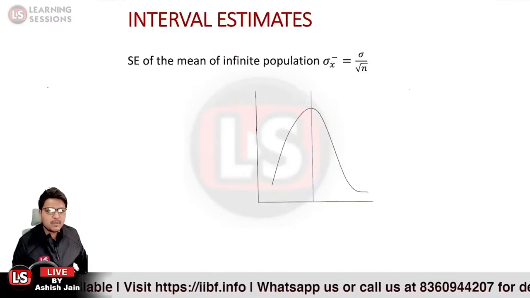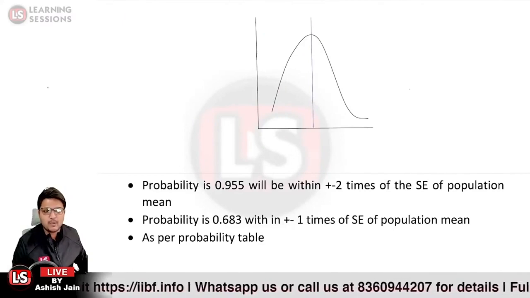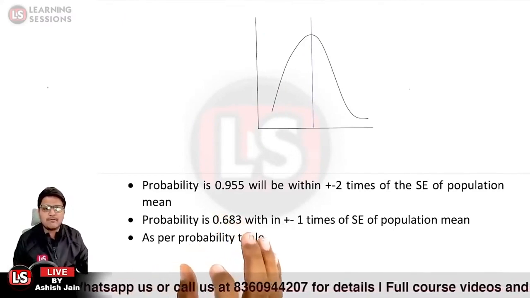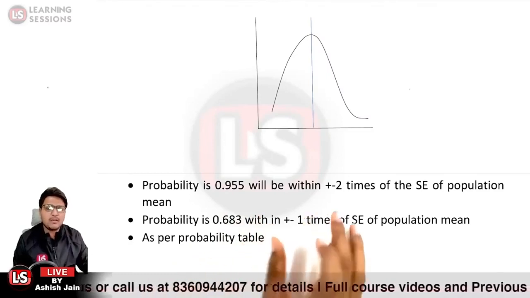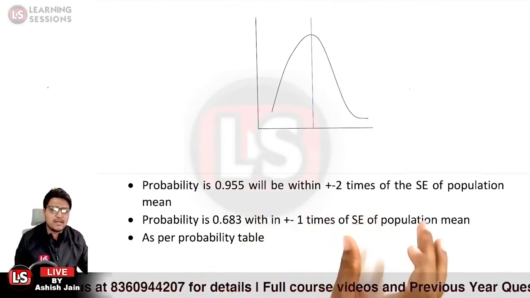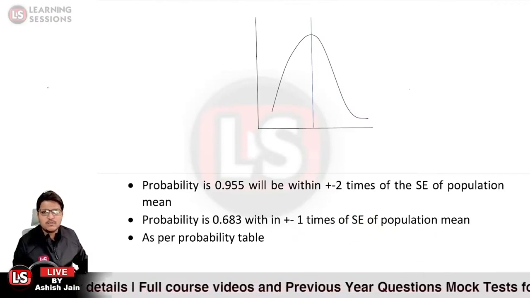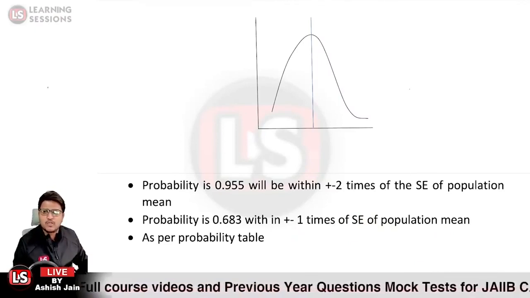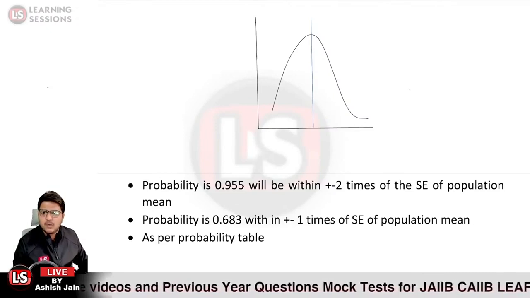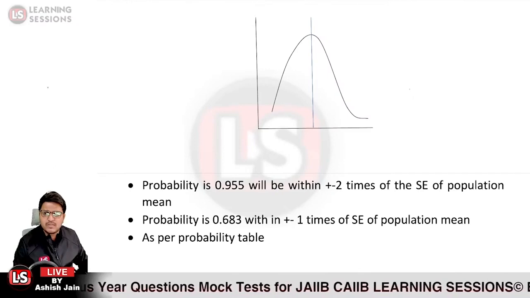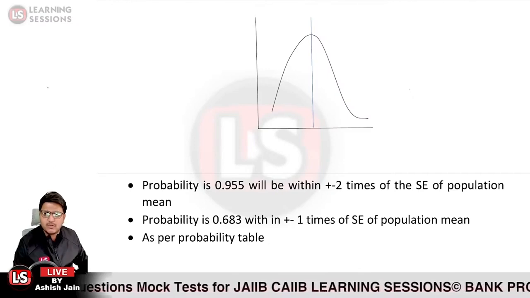Further, let us consider the theoretical part related to it. It's quite important, so kindly pay attention. The probability of 0.955 is that the sample mean will be within plus or minus 2 times the standard error of the population mean. What does it indicate over here? It's quite simple. To understand this, let me tell you how it actually works.